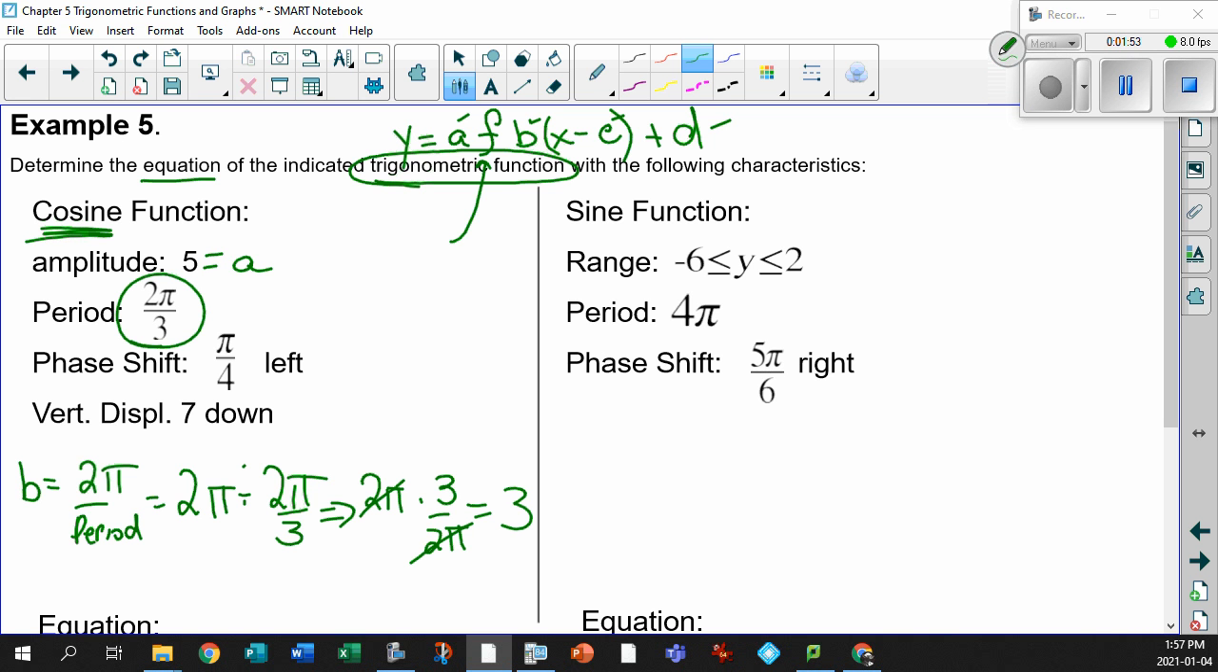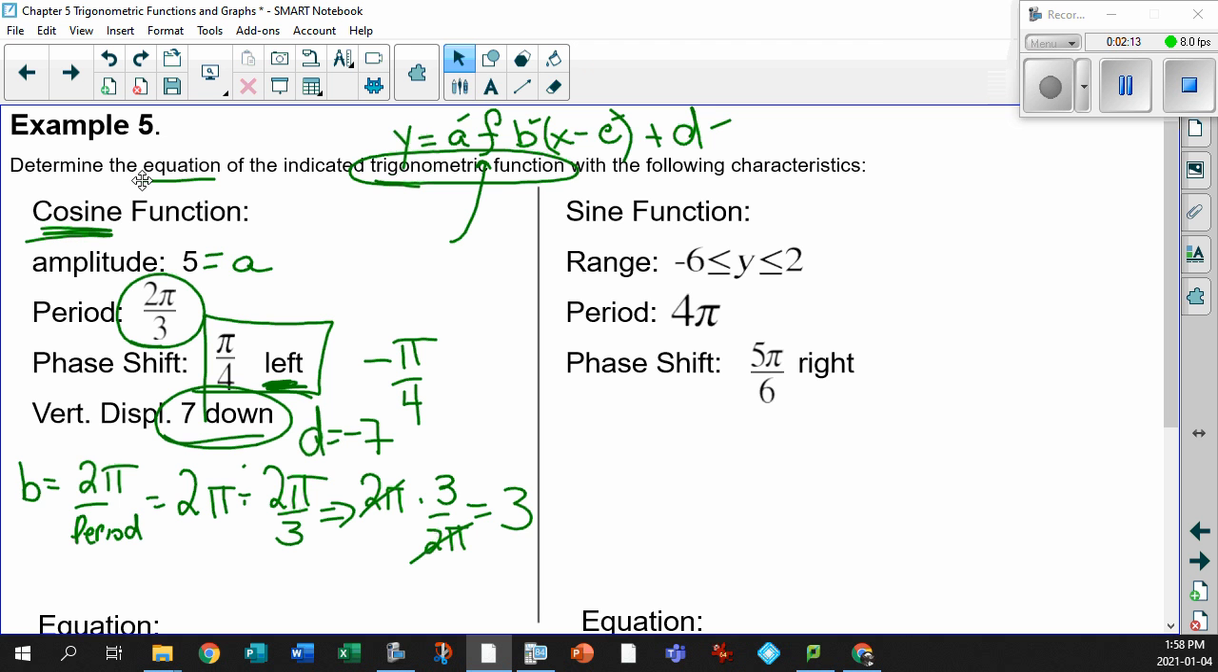How nice. Phase shift, pi over 4, but watch out. It's to the left, which means, guess what? This is a negative pi over 4. Right? And vertical displacement is 7 down. So there's your D value, it's going to be minus 7. So now you've got all of the values. All you have to do is plug them in.